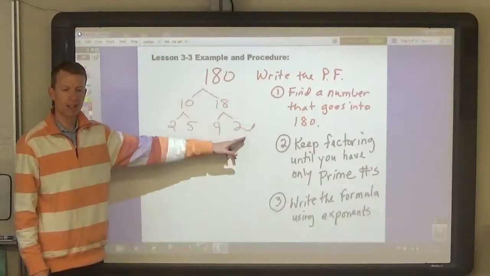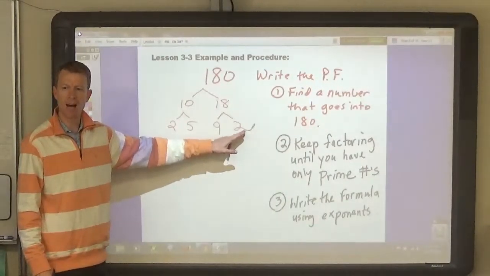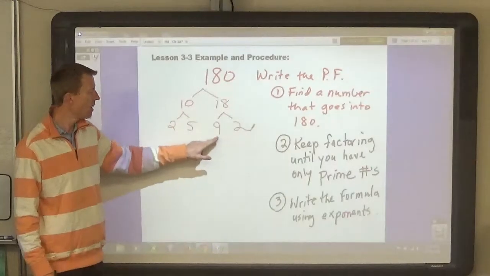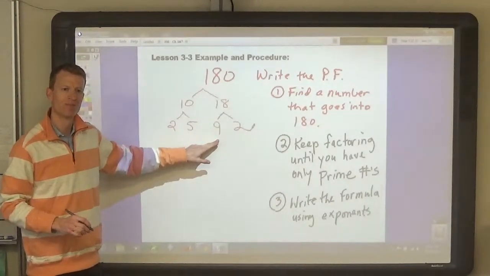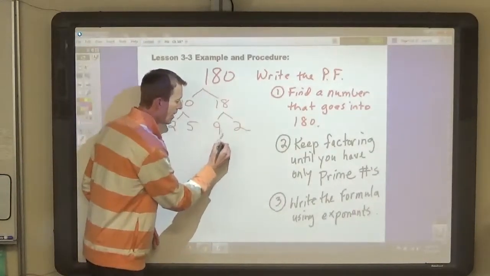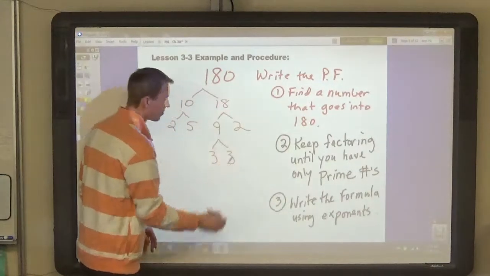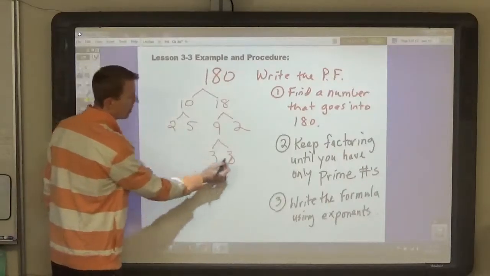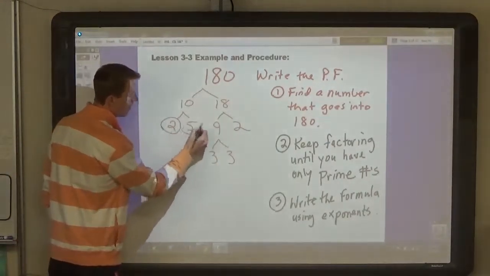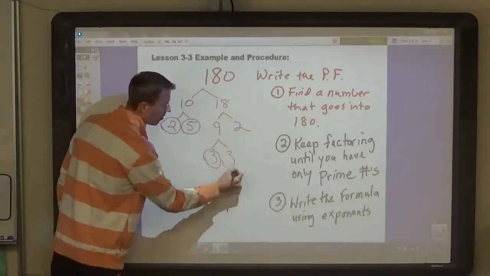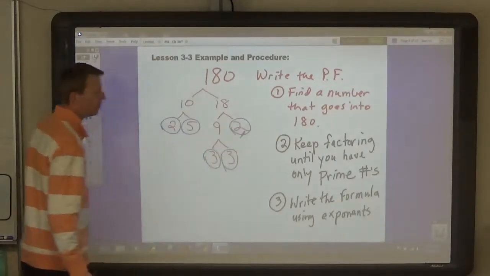Now, is 2 a prime factor? So we can stop with 2. But 9 is not prime. What goes into 9? 3 and 3 make 9. So now look around the bottom numbers. They should all be prime. 2, 5, 3, 3, and 2.